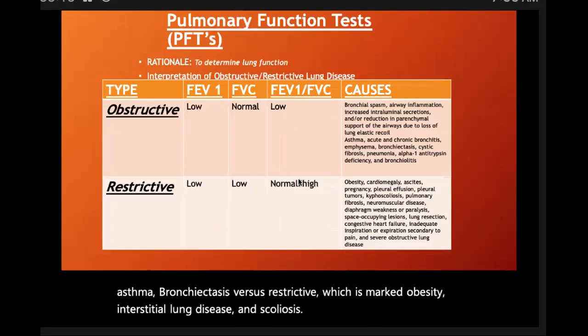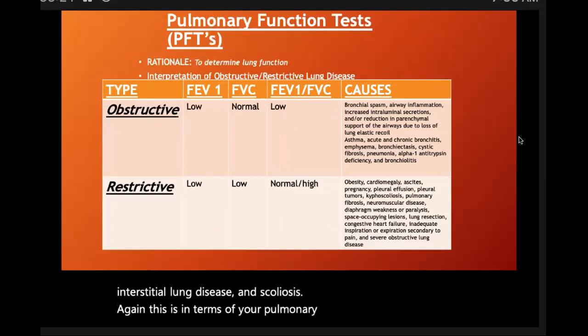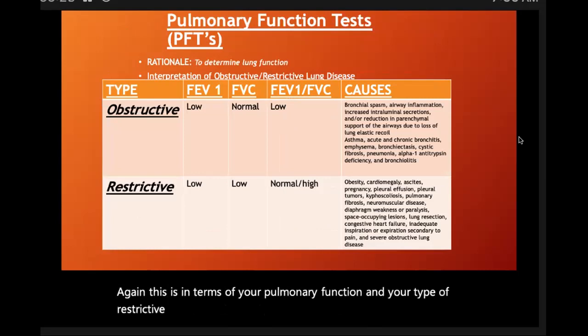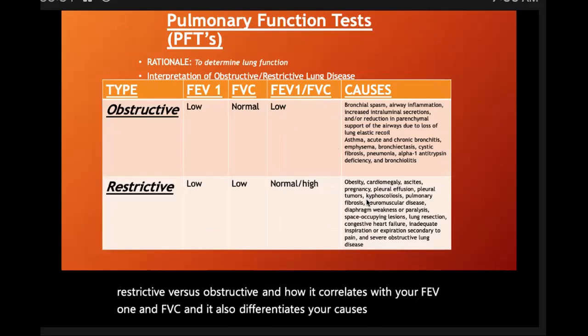Again, this is in terms of your pulmonary function and your type of restrictive versus obstructive, and how it correlates with your FEV1 and FVC, and it also differentiates your causes. So make sure you're reviewing this, guys.